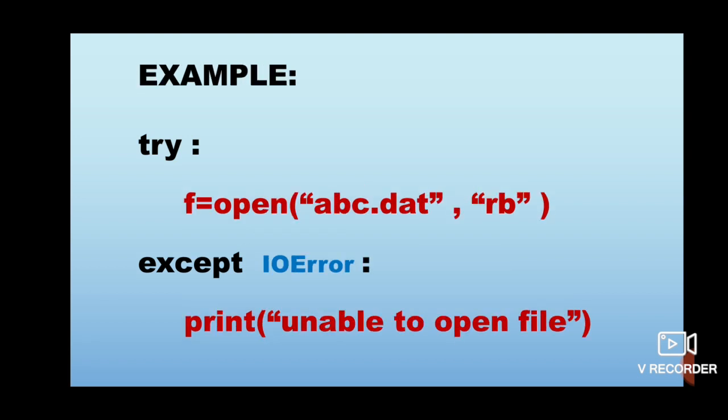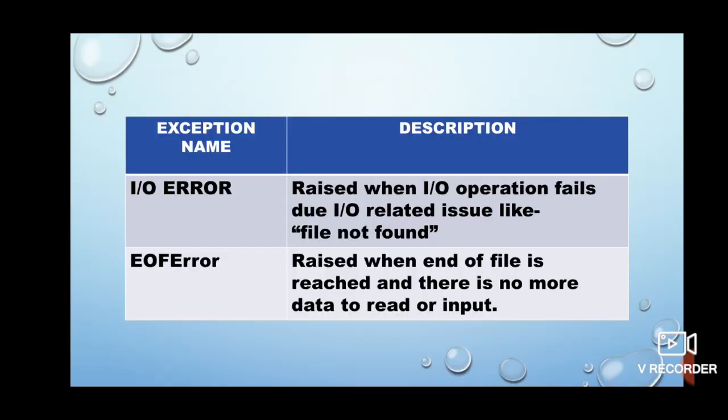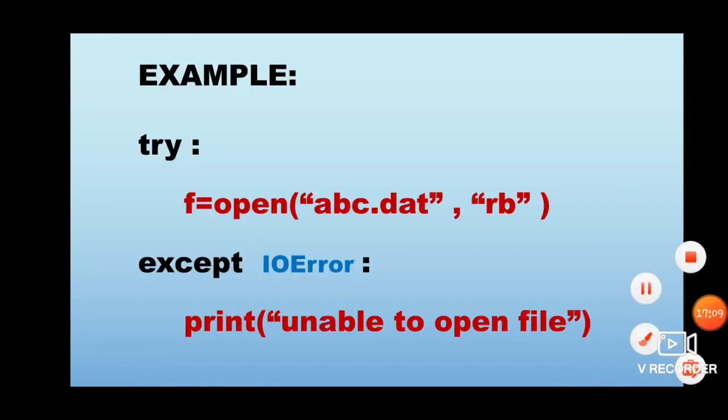Now see here, in the example I have written open abc.dat, rb. Children, when I was making you understand file modes, I told you that when you are opening a file for reading, and that file is not found, it will raise an input output error. It will say that I did not find the file to be opened, so how will I open it for reading? So it will instantly give you an exceptional error, which is the input output error.